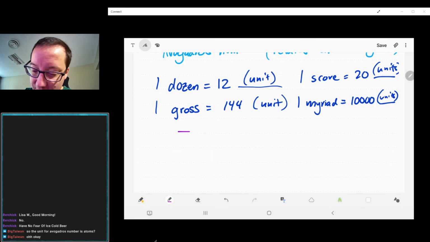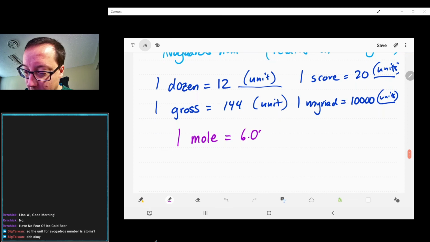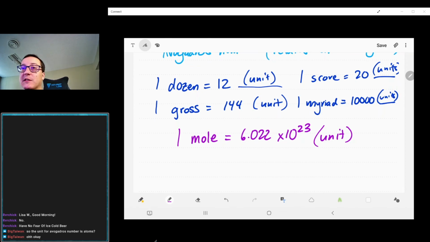We're going to have 1 mole for us is going to be just Avogadro's number. So just like a dozen means 12 or a score means 20, we are going to introduce a unit called a mole, which is going to be Avogadro's number for a unit.